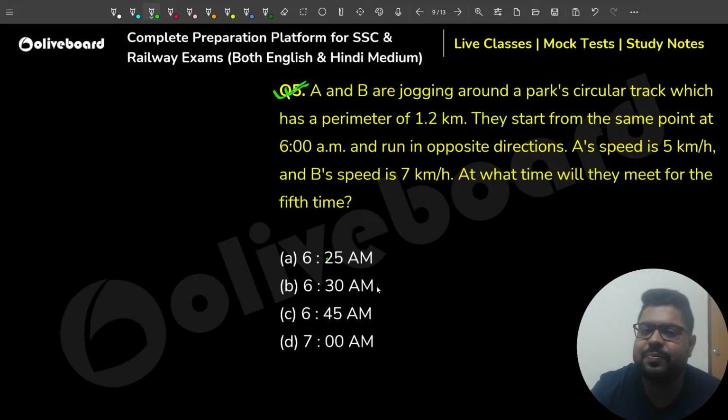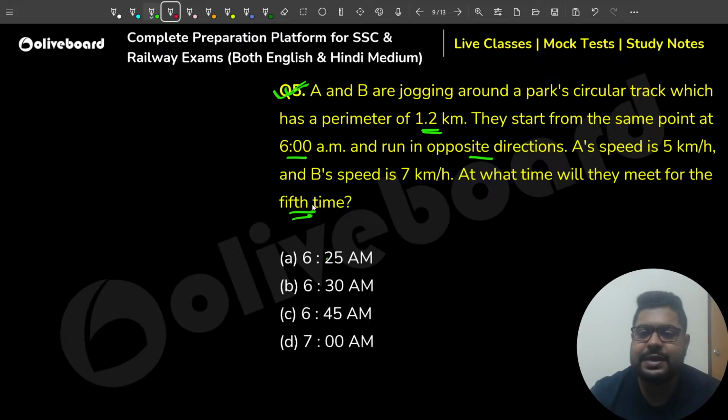Chalo, let me help. A and B are jogging around the park's circular track, which has this perimeter. This is the circumference. They start at the same point at 6 a.m. and run in opposite directions. A's speed is this, B's is this. They meet for the fifth time.